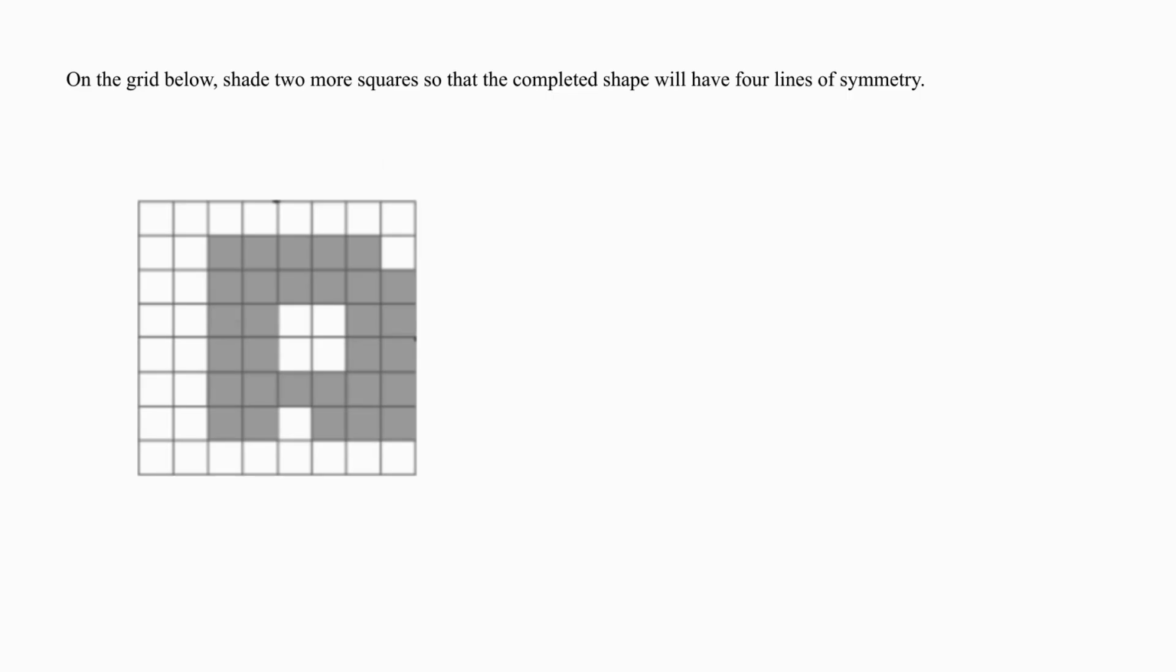Let's have a look at this question about reflectional symmetry. Our goal is to take this shaded block and make it perfectly balanced in 4 different ways by adding only 2 more squares. For a square-shaped figure like this to have 4 lines of symmetry, it must look the same when you flip it over.